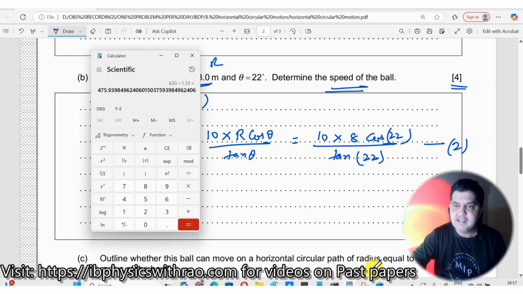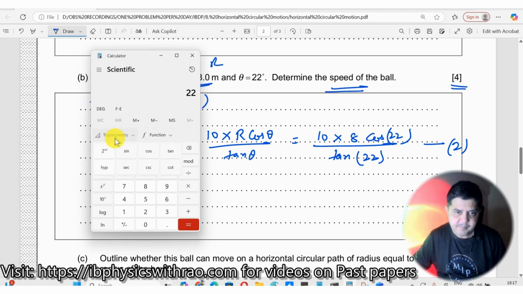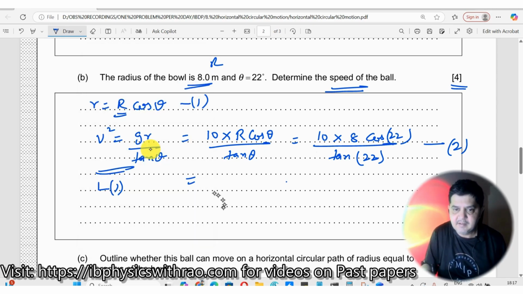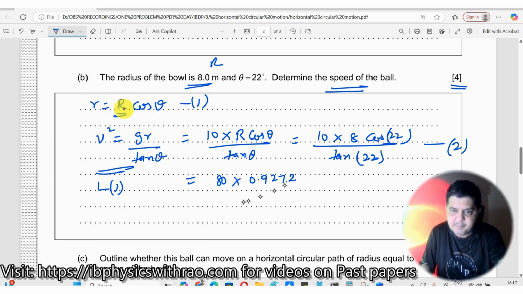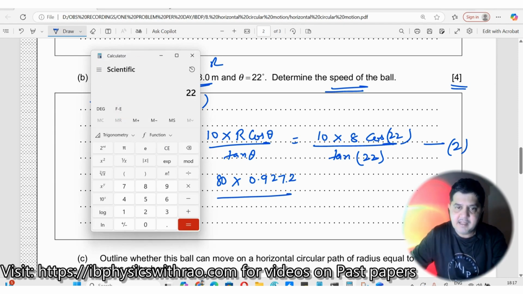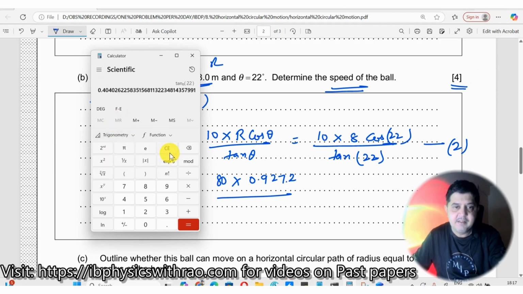Let's just find out cos of 22. Cos of 22 is 0.927. So I write this as 10 into 8 is 80 multiplied by 0.927. It's one more number, 0.9272, because there's an 8 over there. And tan of 22, once again. What is tan of 22? Tan of 22 is here. So it is 0.4040.